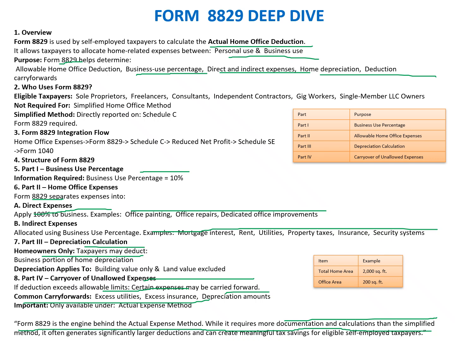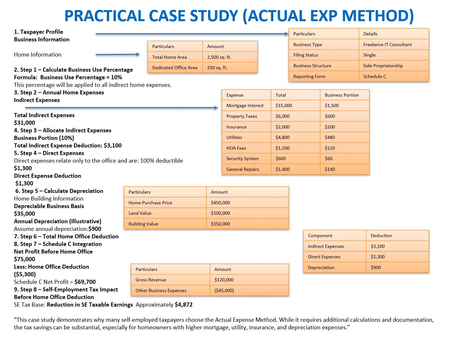Okay, so now we'll talk about a practical example of this schedule. The taxpayer profile: the business type is freelance IT, filing status is single, business structure is sole proprietorship, and reporting is through Schedule C. We'll talk about the home information. Total home area is 2,500 square feet, dedicated office area is 250 square feet. We'll apply the percentage, and the calculated percentage is 10%.